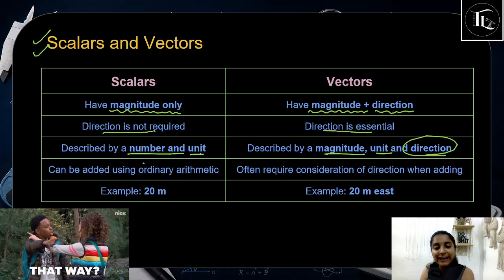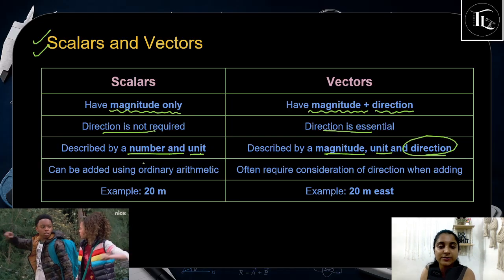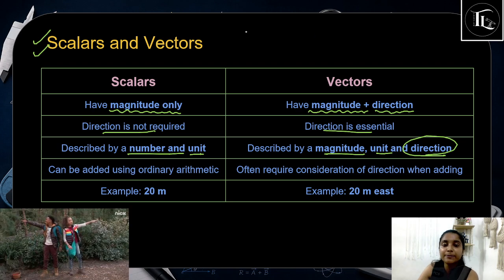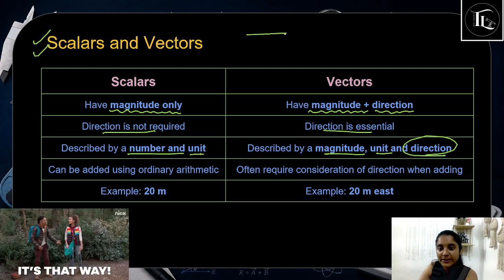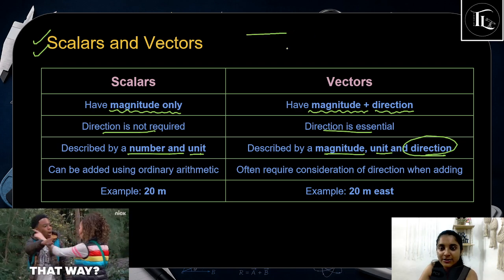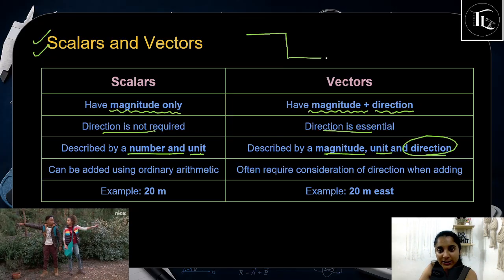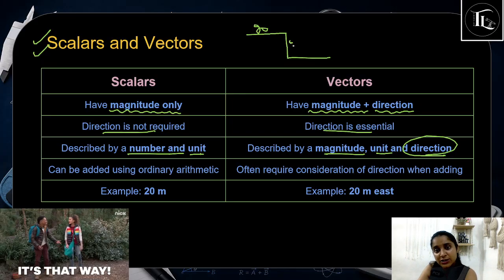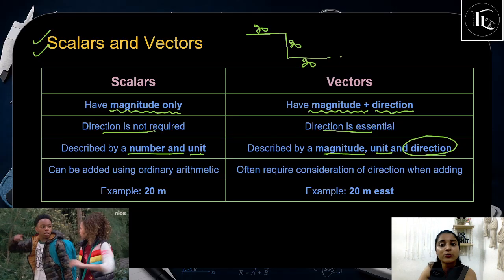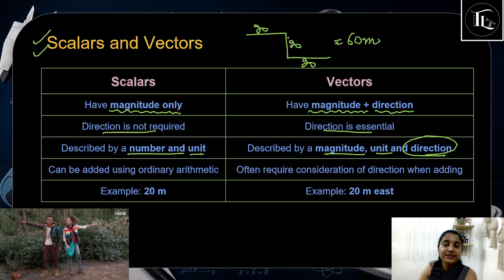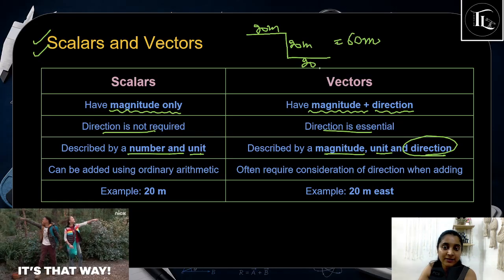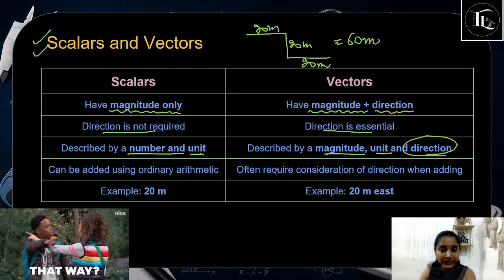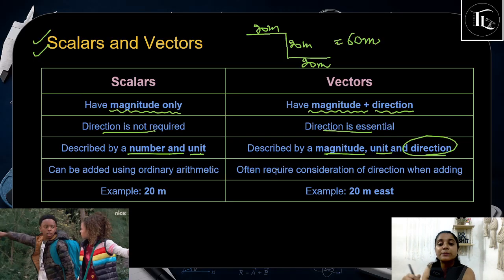Now scalars can be added like ordinary numbers. For example, I traveled 20 meter and then again 20 meter in some other direction and then 20 meter in some other direction. So what is the total distance? It is 20 plus 20 plus 20, that is 60 meter. That's it. I just added them. Nothing else. But when it comes to vectors, direction will be considered.